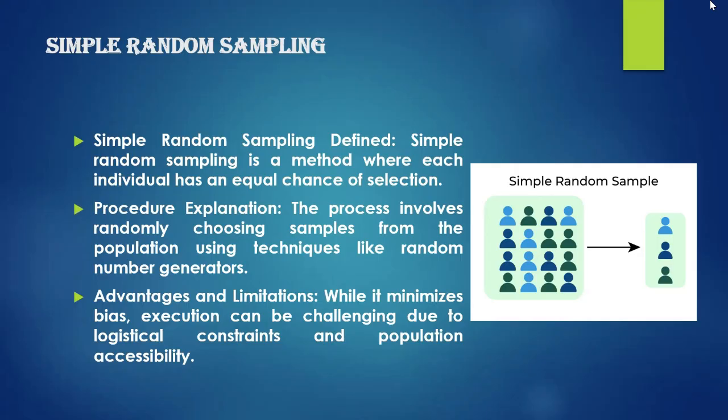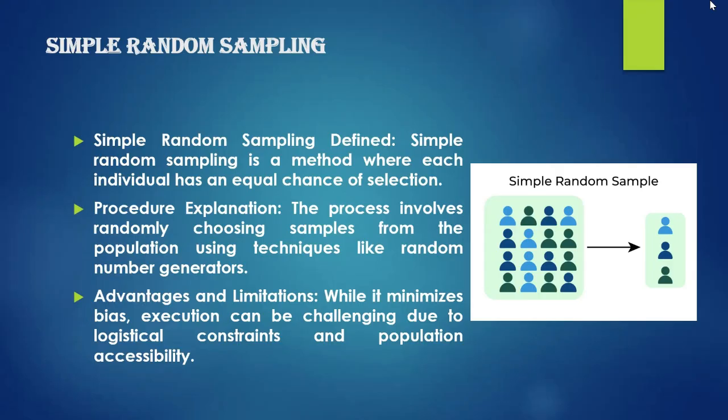Use of random number generators, lottery systems, or computer-generated techniques are some of the methods used in simple random sampling. For example, to select 50 students from a university with 1,000 students, each student is assigned a number and 50 numbers are randomly drawn.